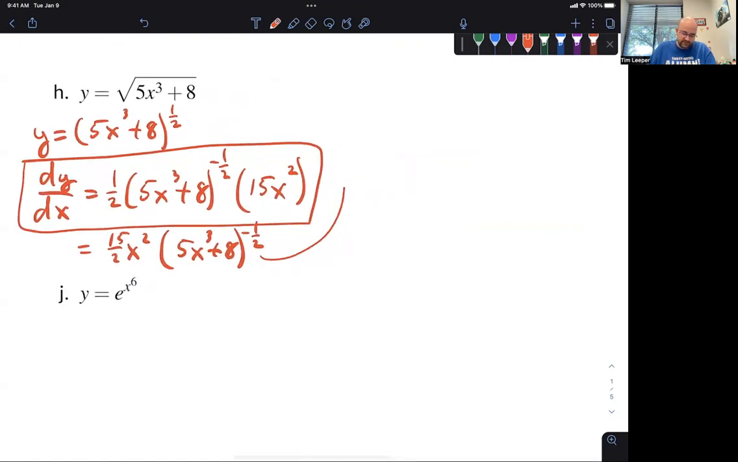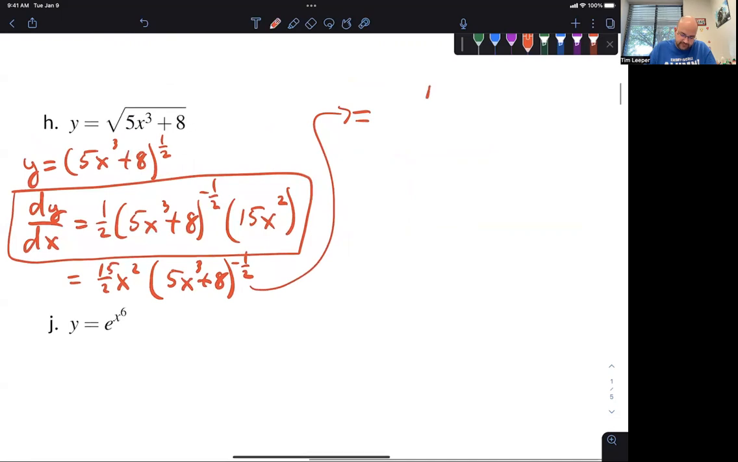So whenever we simplify this, notice that the negative exponent can go to the denominator. But notice that the 2 is already in the denominator, so I can actually move the x squared up here to the 15 and the 2 in the denominator there. So that's going to make this 15x squared in the numerator. And in the denominator, there's a 2 there already. But this is also going to go to the denominator as a positive exponent. So it makes that 5x cubed plus 8 to the 1/2 power.